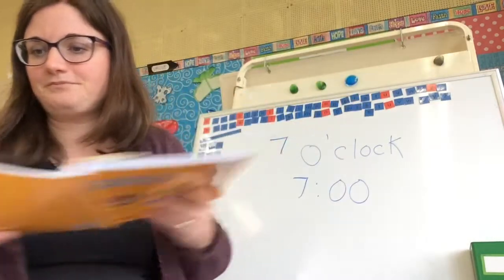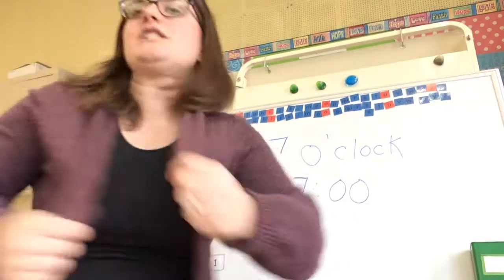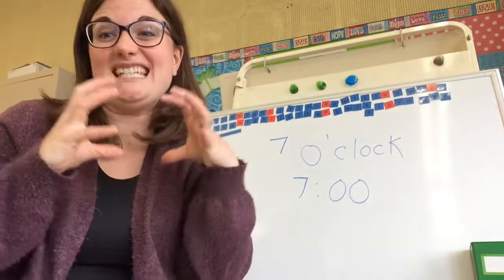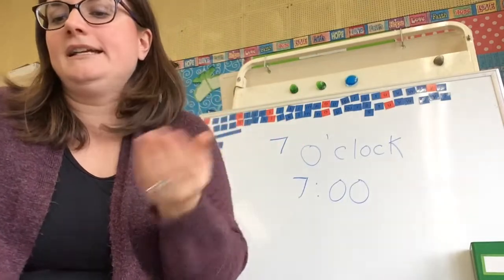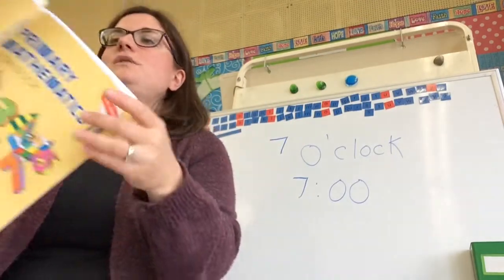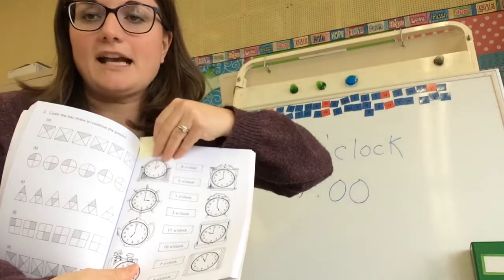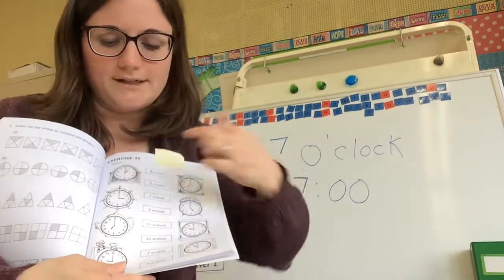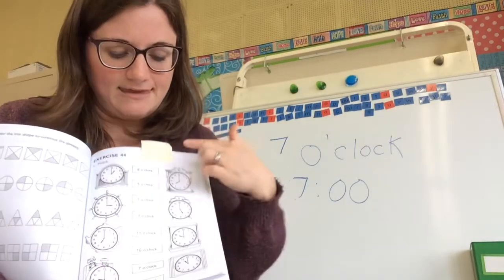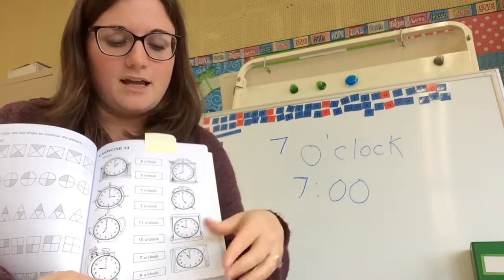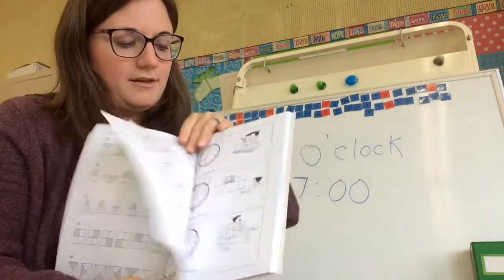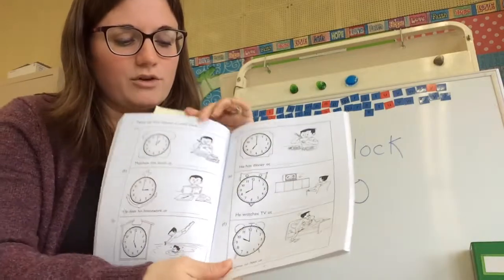Okay, so there can be different devices that tell us time. It can be digital, like the alarm clock. It can be a watch, a clock up on the wall. And what you're going to do today is you're going to do exercise 44. So I have some clocks, and then I have the time in the middle, and I want you to match up the time with which clock it goes with. And then here, you're going to fill it in.